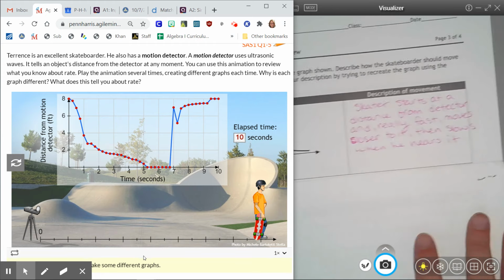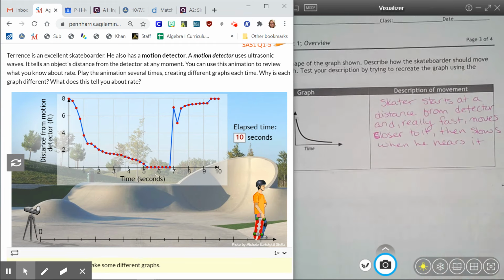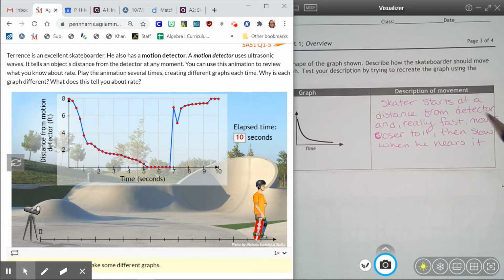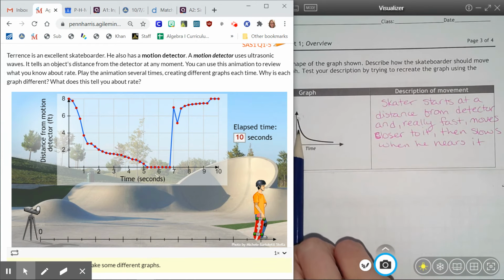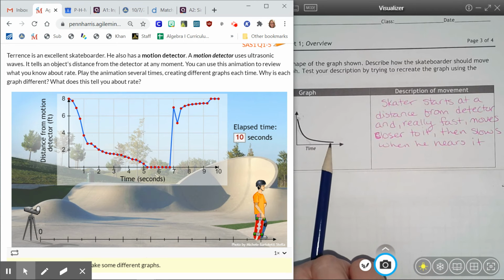Okay, so let's talk about what happened at that graph. Terrence the skater started at a distance from the detector, and really fast he moved closer to it, but then he slowed down as he neared it.